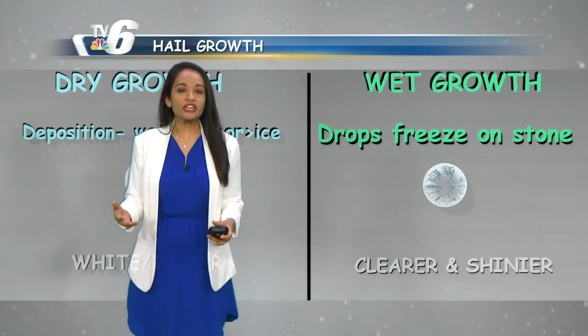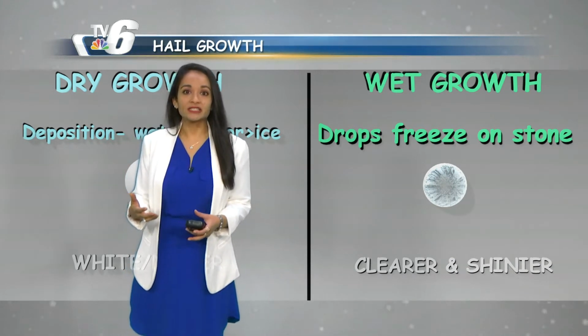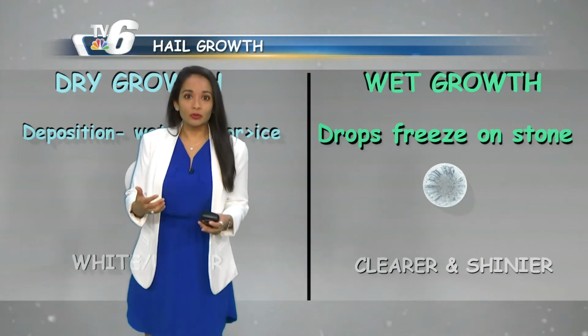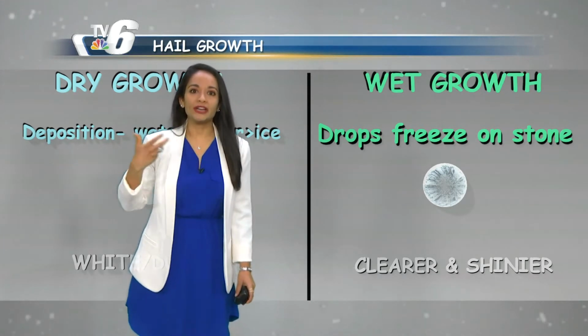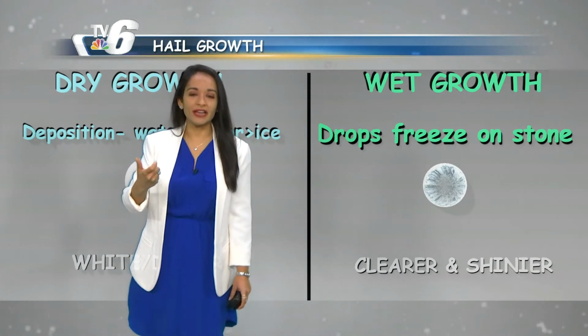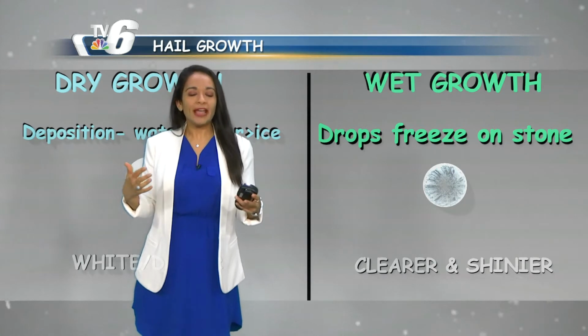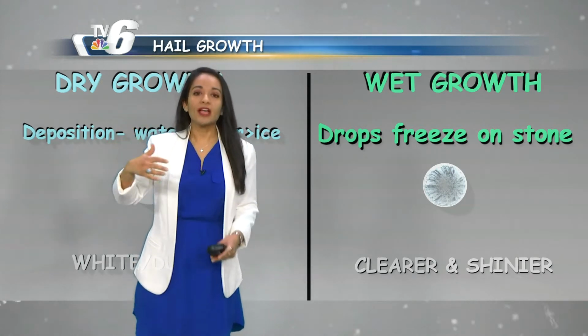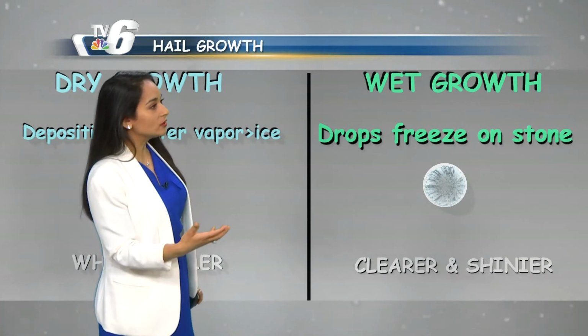Within this stage, the key component is water droplets. The way it works is water droplets bounce around and they hit the stone, and eventually a wet coating glazes the stone around it. And as it continues to bounce around within the storm and within cold air, eventually it will freeze. So those water droplets freeze onto the hailstone.